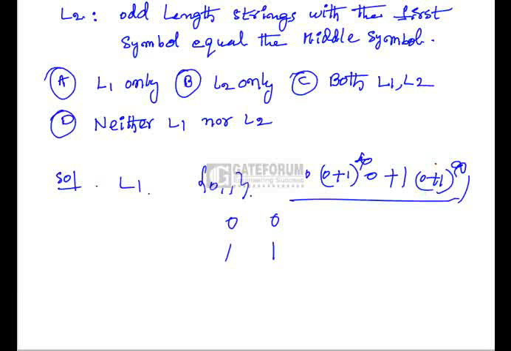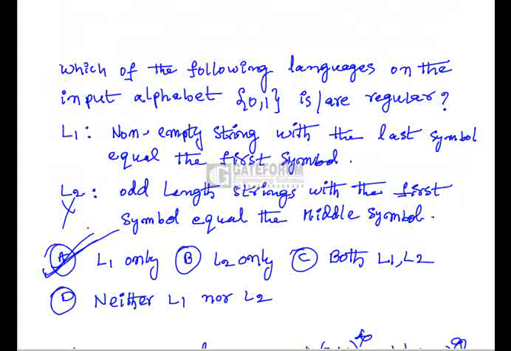Now let us see L2. Odd length strings with the first symbol equal to the middle symbol. For this first symbol and middle symbol equality with odd length strings, we cannot have any regular expression. So this L2 is not a regular language, only L1 is the regular language. Option A is the right option here.